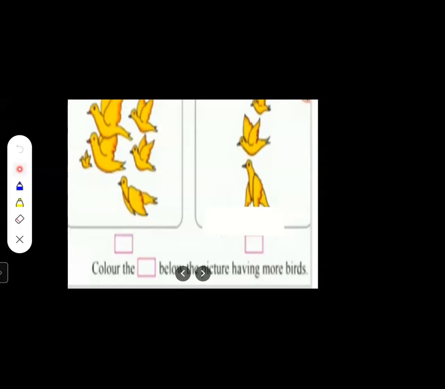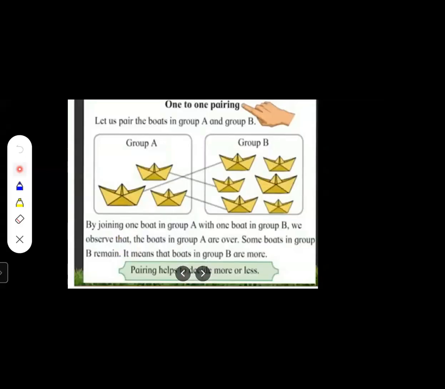So we are going to color for this box. Here there are 6 birds. So we will color for this box because here we have to color for the box below the picture having more birds. So this box is having more birds. So we are going to color for this box. Okay. Now the next one.